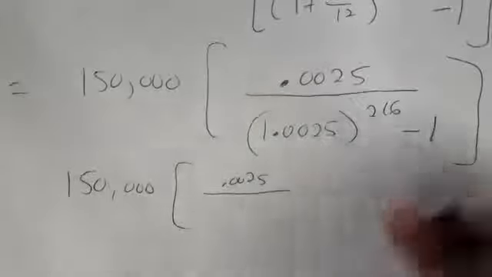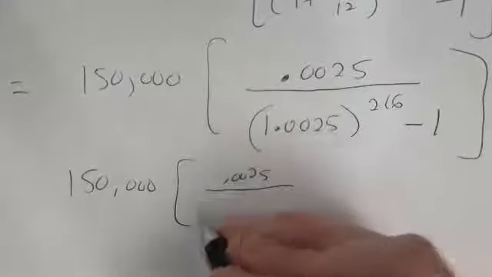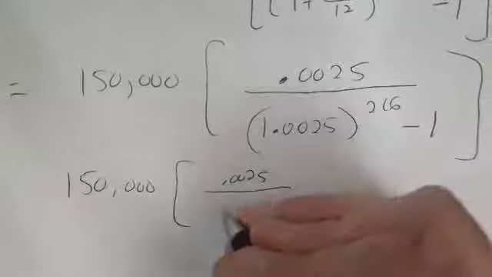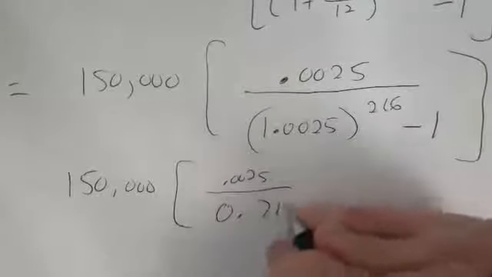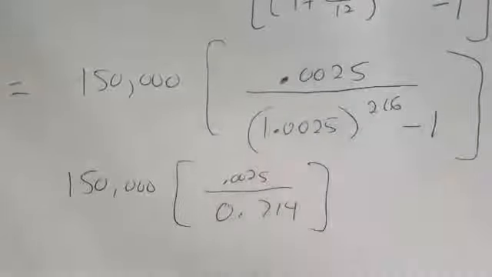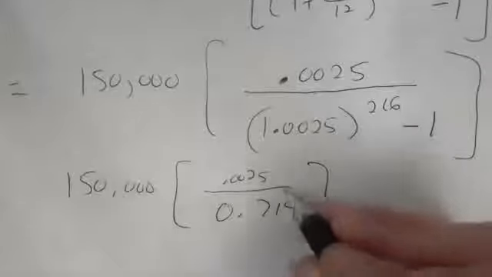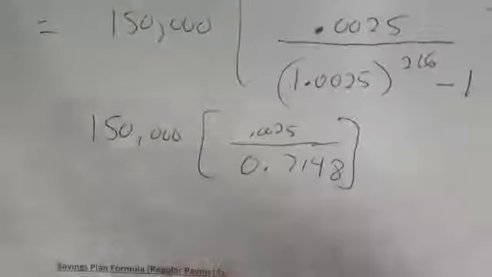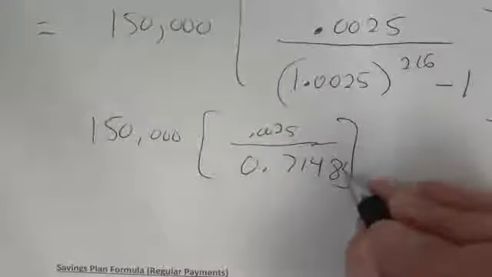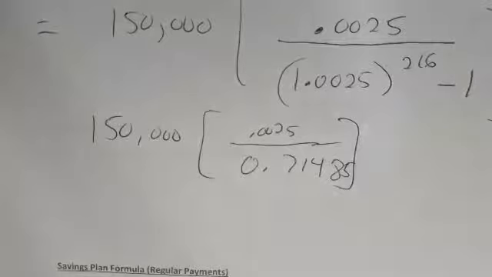I'm going to do this all in one step. So I'll get 1.714. I subtract 1. It should be somewhere around 0.714. Something in that ballpark. So I'm doing 0.0025. I'm dividing by 0.7148. I probably need to round that a little bit more.